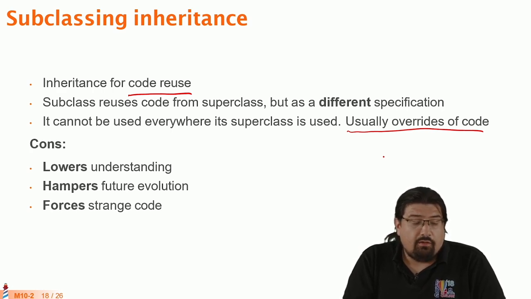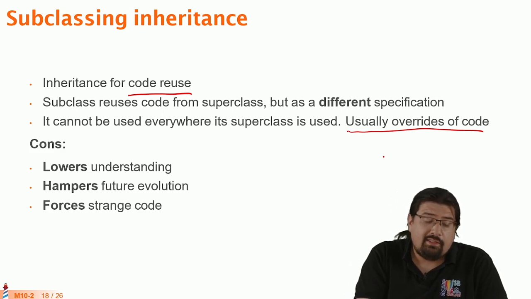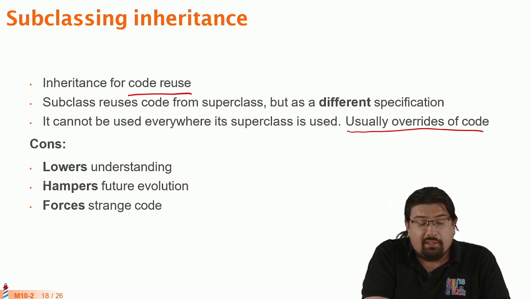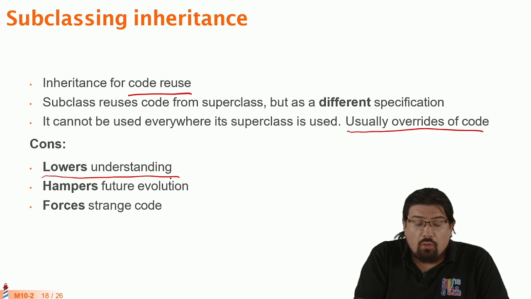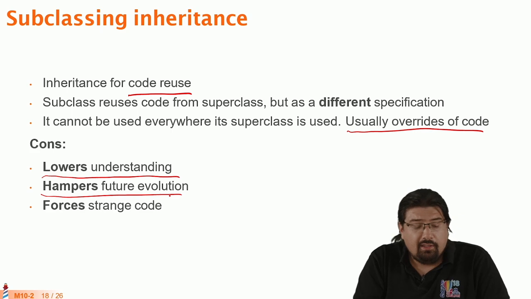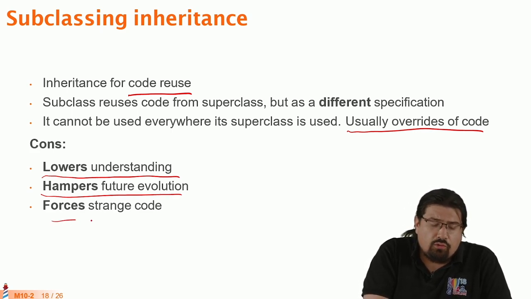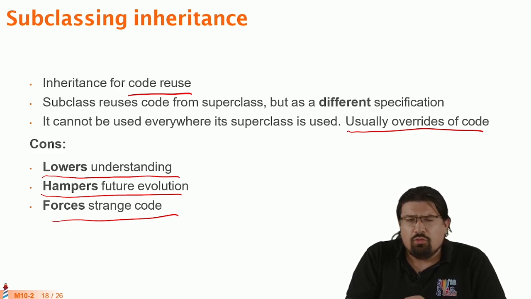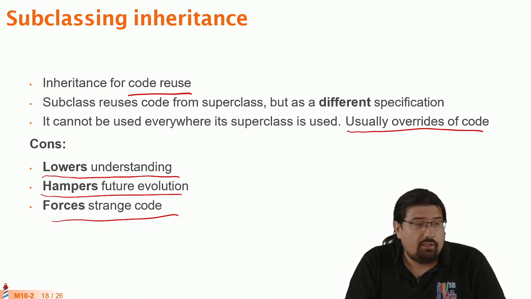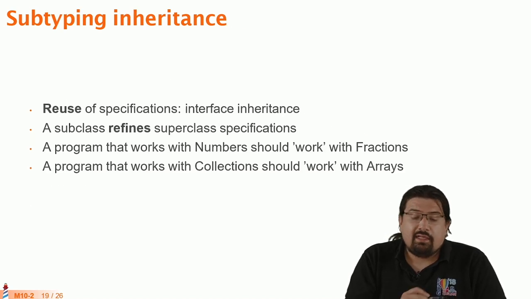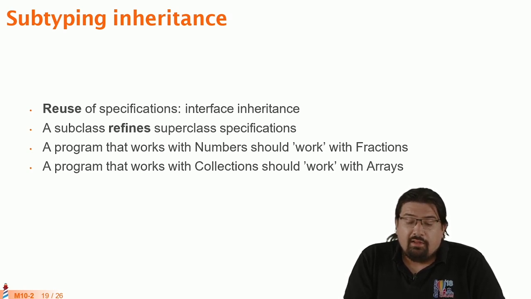The consequence of using a subclass when we don't need to is that we start making our code more complex and more difficult to understand. It makes it more difficult later to evolve, and forces us to use strange hacks and strange code, like for example the one where we had to use super to skip the implementation in the current class. The idea of subtyping is that we are going to inherit the interface.